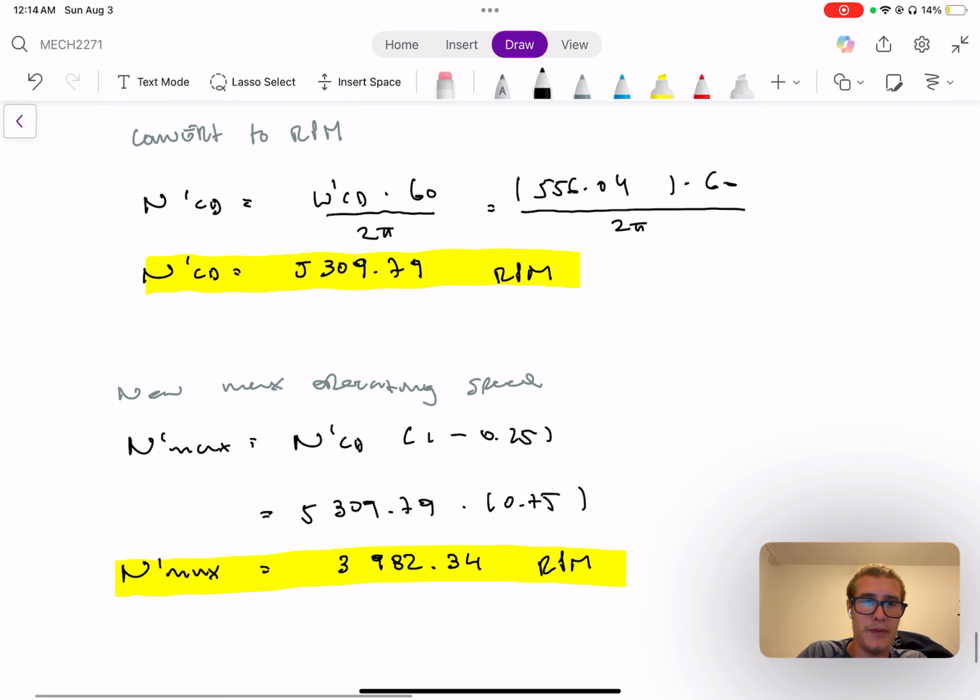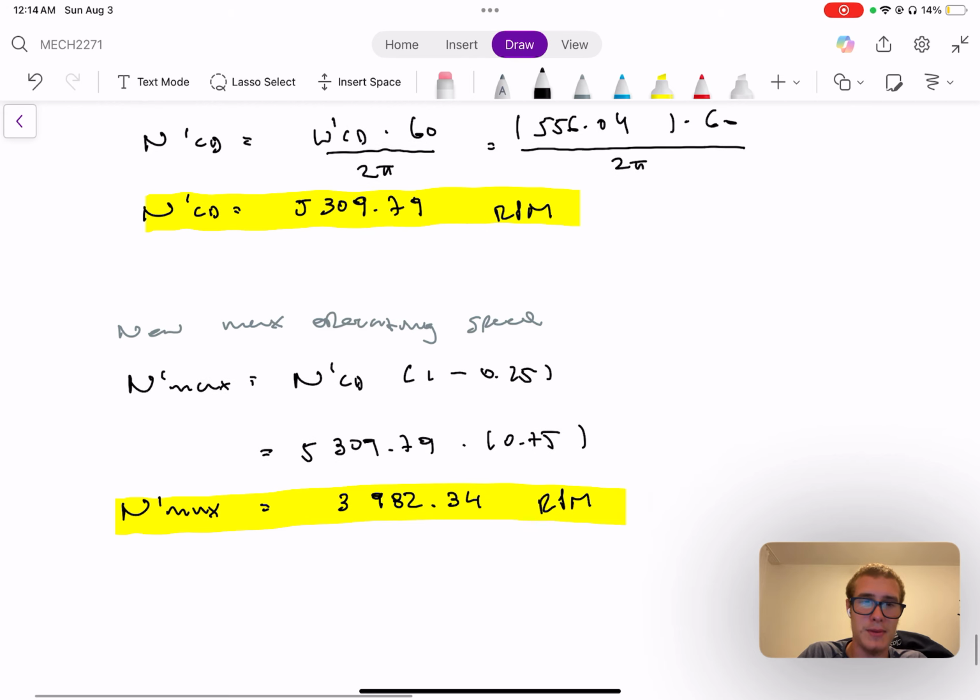And now the new max operating speed is the same thing. You have to multiply it by 0.75. So the new max operating speed when the gears are switched is 3,982.34 RPM. This has been my video.